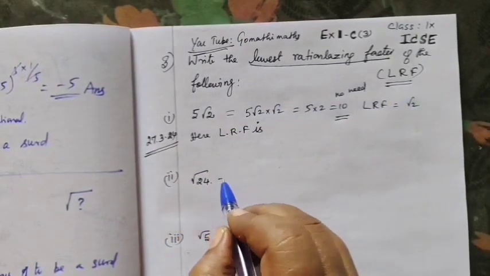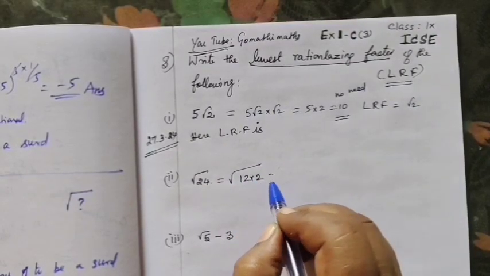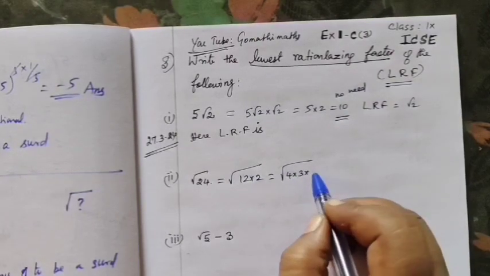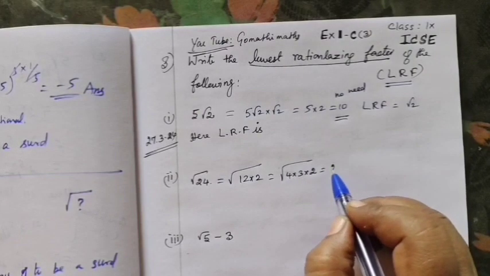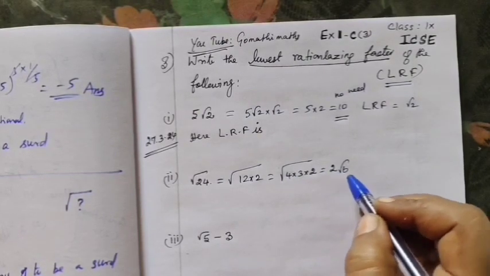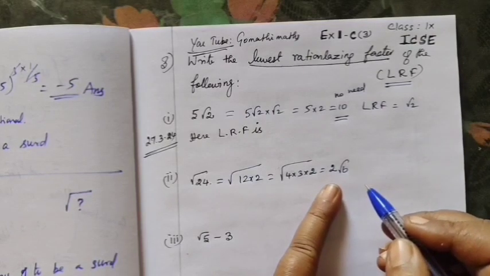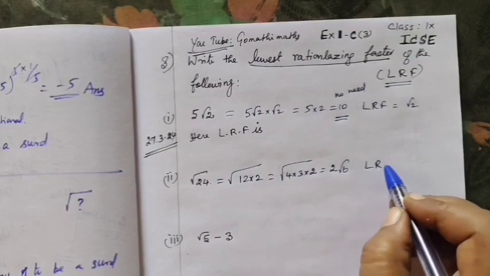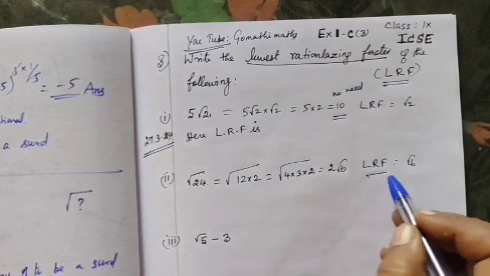In this question, you just simplify. So 12 is 2 into 2 into 3, 4 threes are 12, then again 2. So 4 you take outside, then root 6. Root 6 is irrational. To make it rational, we use the lowest rationalizing factor, another root 6.